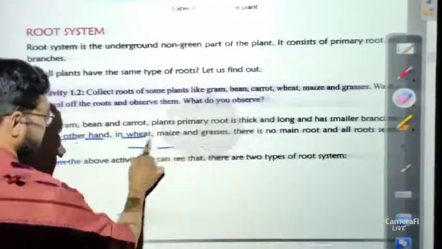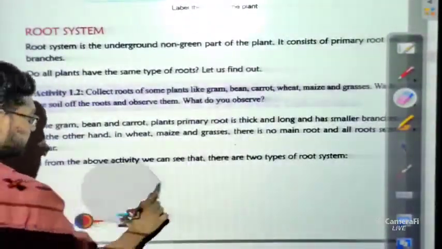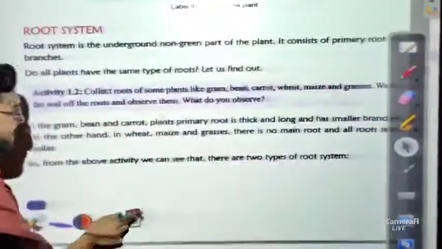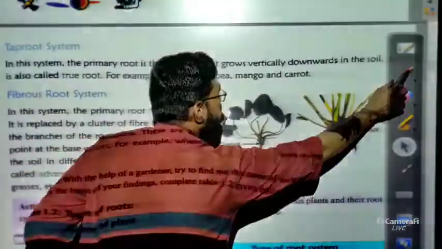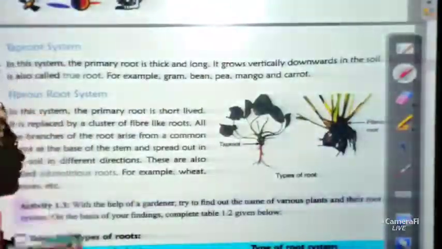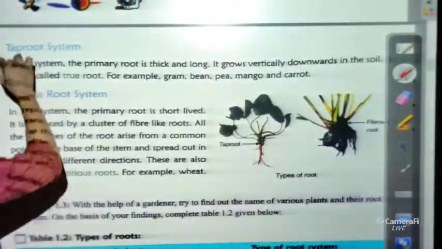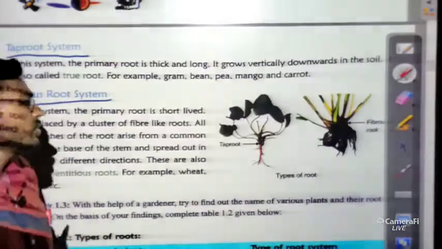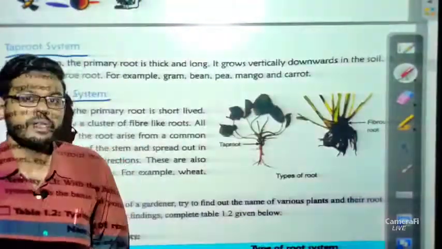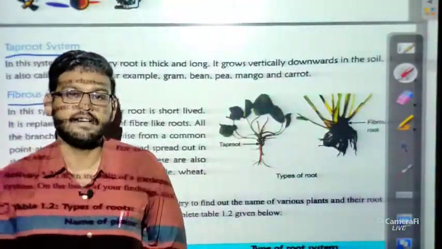Okay, let me rub first all these things. So the two types of root systems are one of the most important questions in the chapter: tap root system and fibrous root system. What do you mean by tap root system? What do you mean by fibrous root system? Let us discuss one by one.